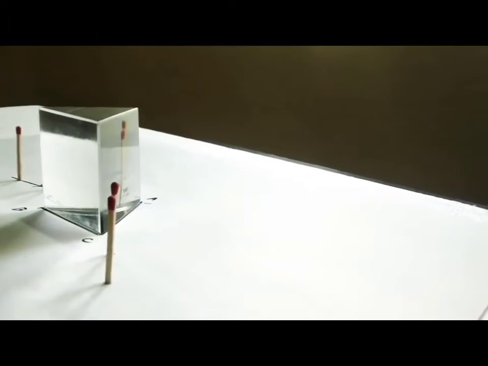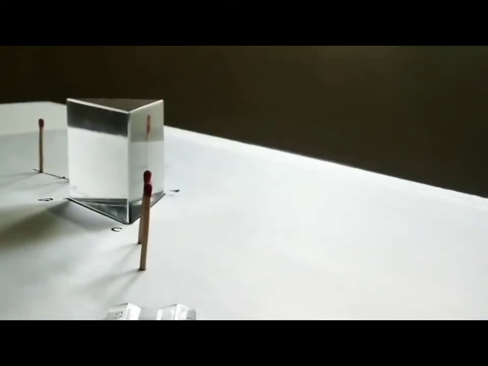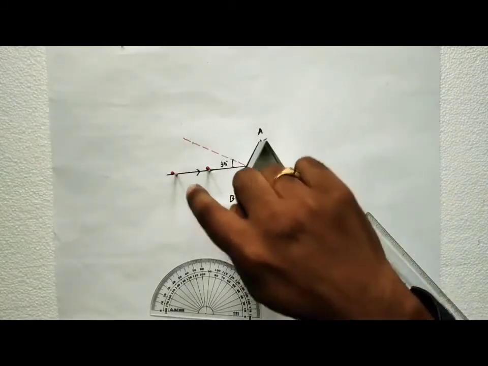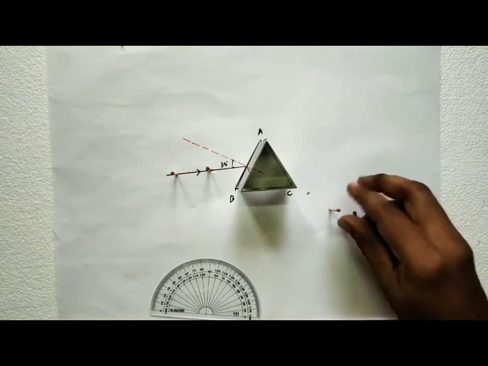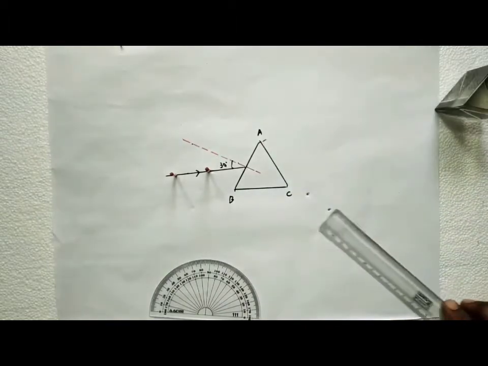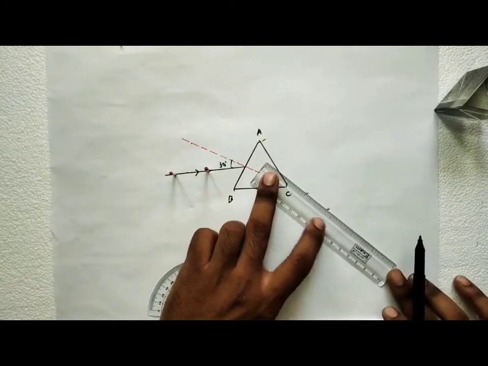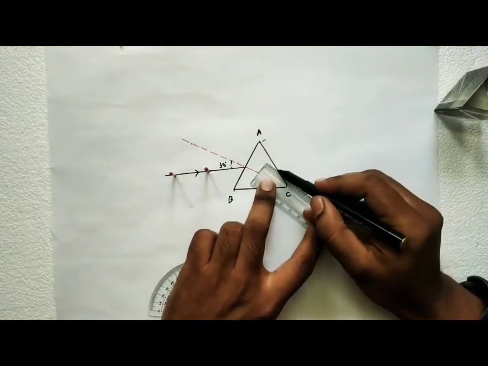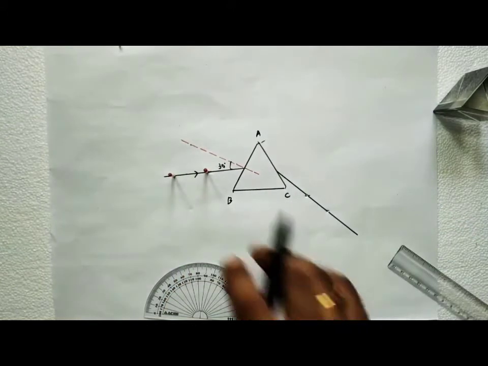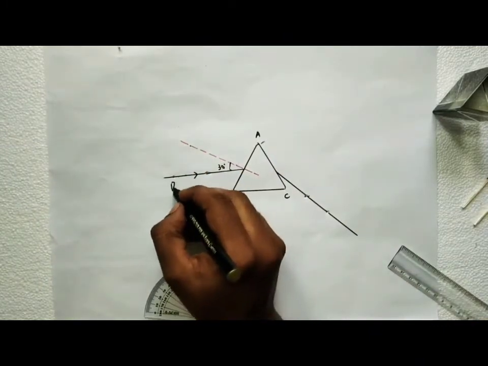Now when we observe the two pins, these two pins are in the same line as the images of the first two pins, right? So we are observing the emergent ray. It is nothing but an emergent ray actually. So we remove the two matchsticks now, and we will join these two holes from the surface of the prism. It indicates that the light ray must have traveled from the two pins, then refracted into the prism and then came out. So the emergent ray is seen in that direction.